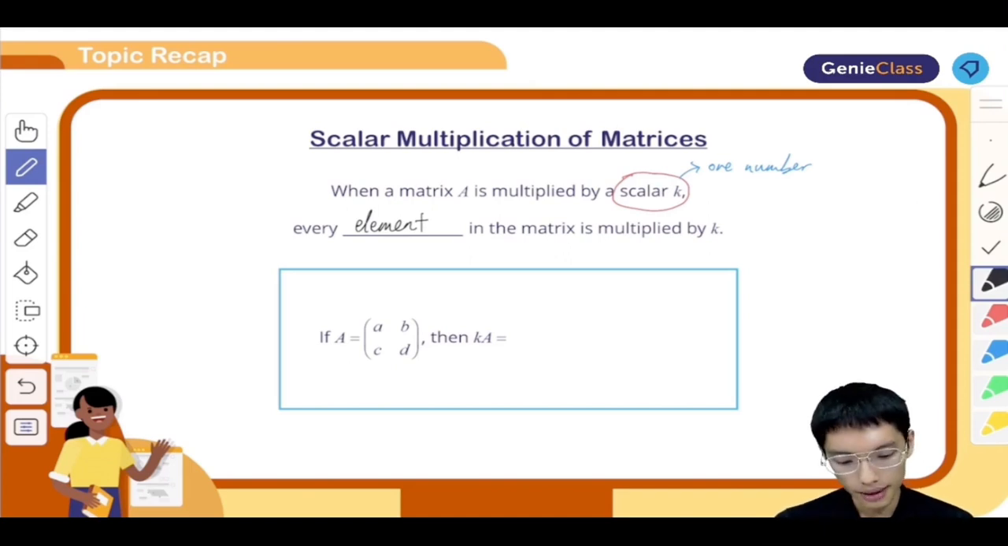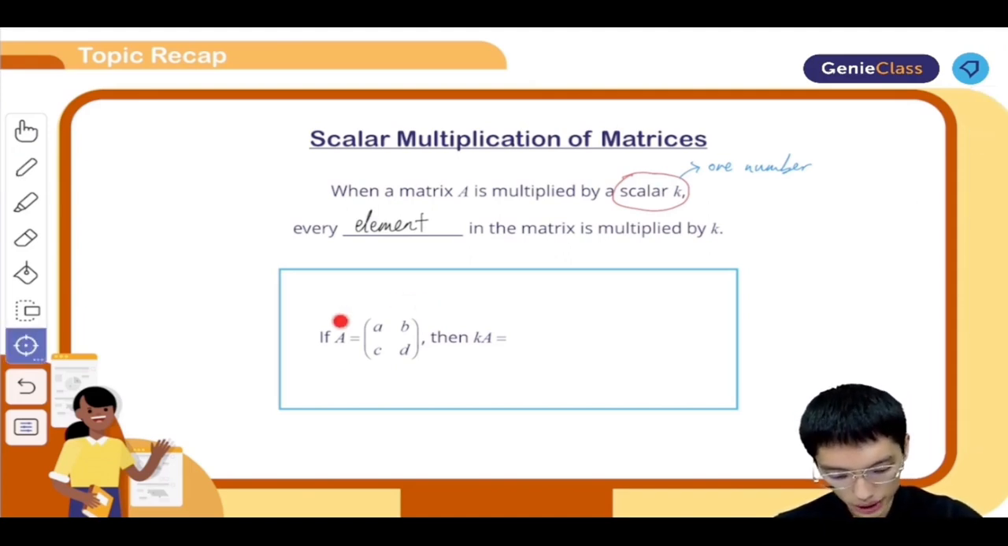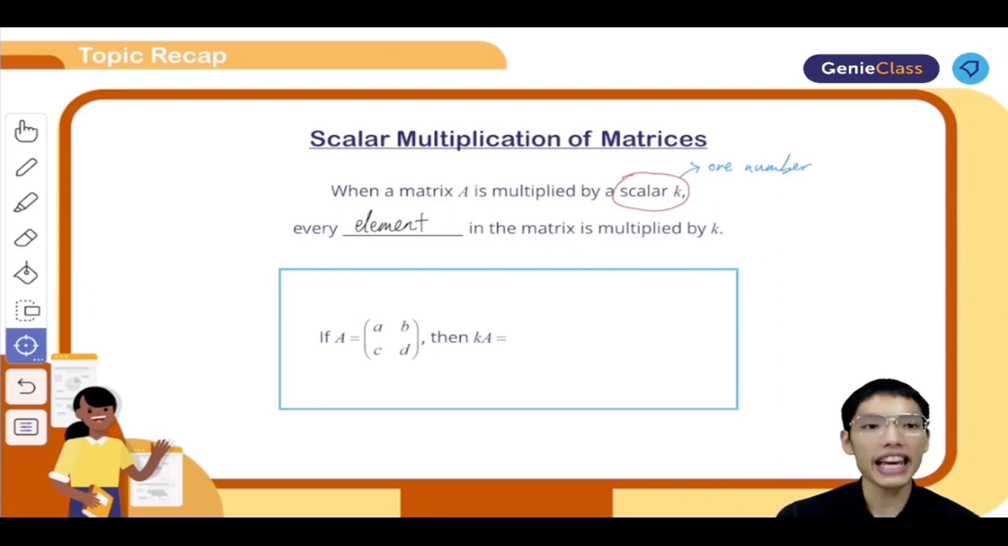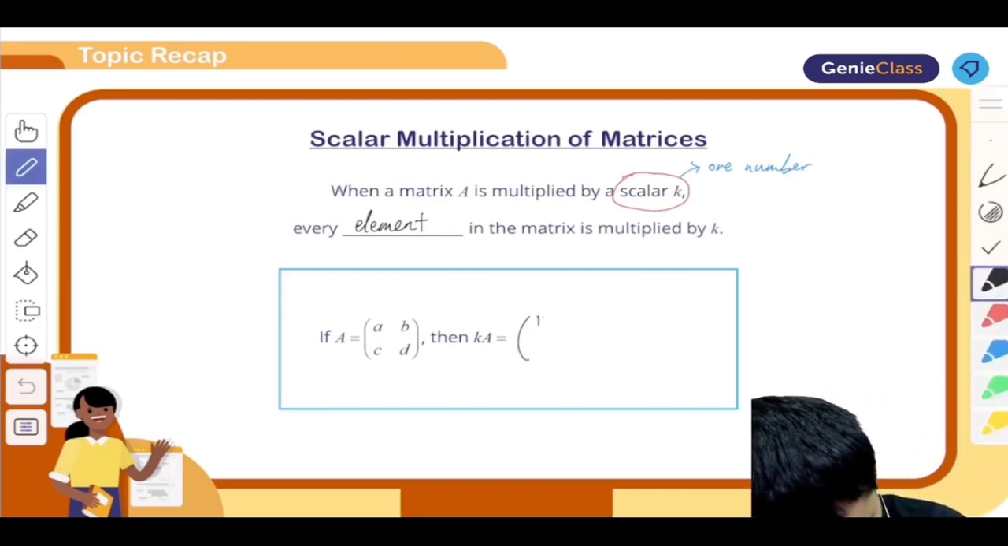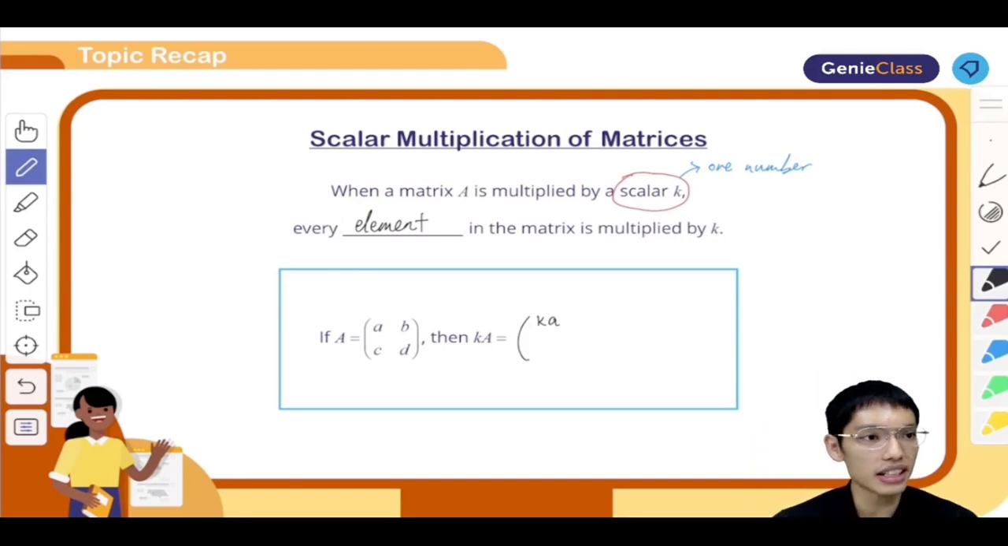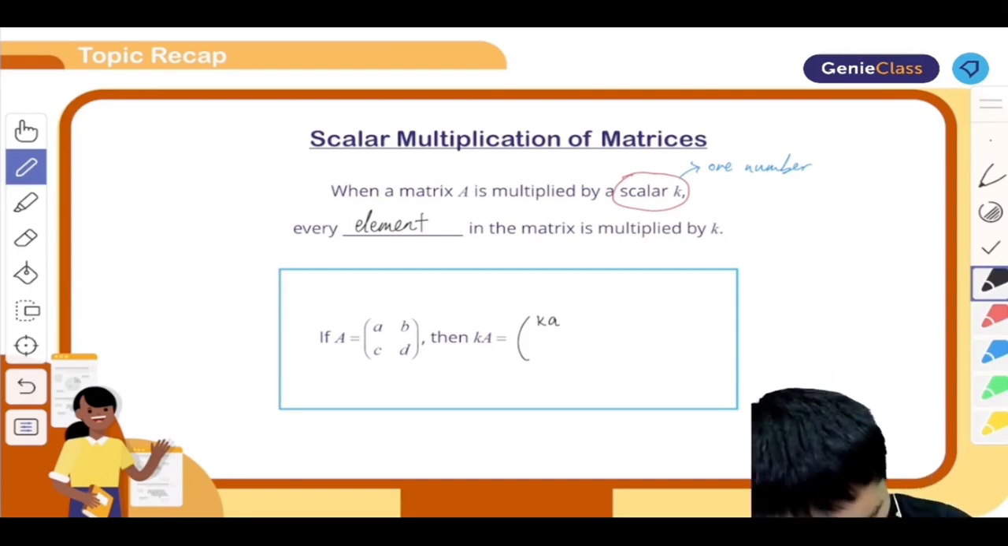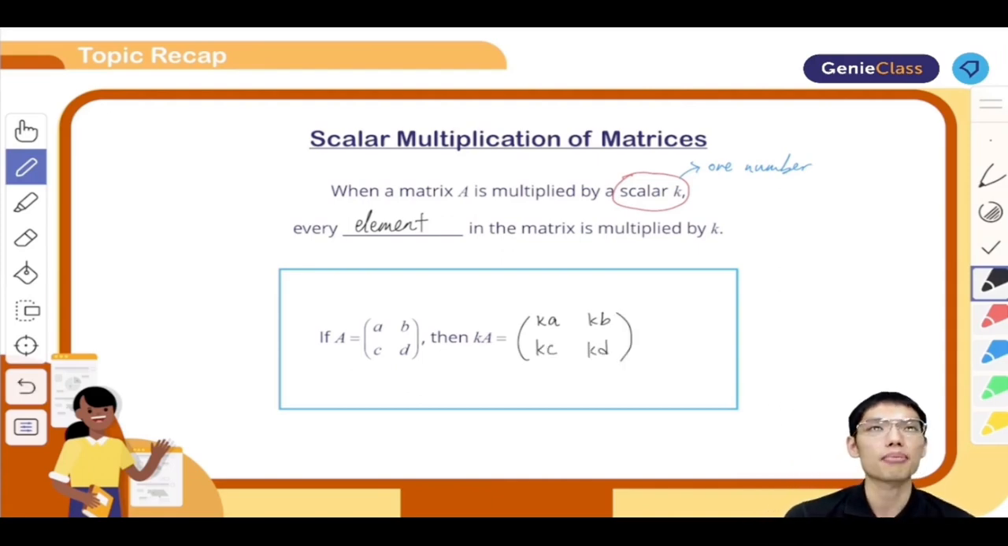For example, if I have A in this matrix over here, K of A will be just each of the entries getting multiplied. That's right, it's in every element. So KA, KB, KC, and KD over here.